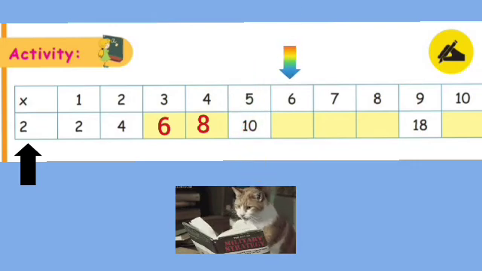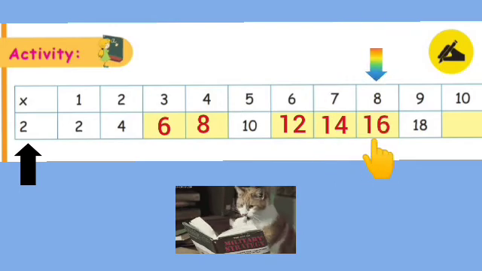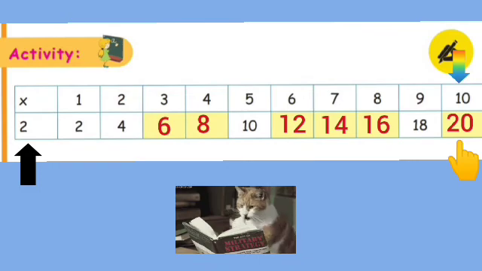2 6s are 12. 6 2s are also 12. 2 7s are 14. 7 2s are also 14. So 2 8s are 16. 8 2s are also 16. 9 2s are 18. 2 9s are 18. 2 10s are 20. 10 2s are 20.